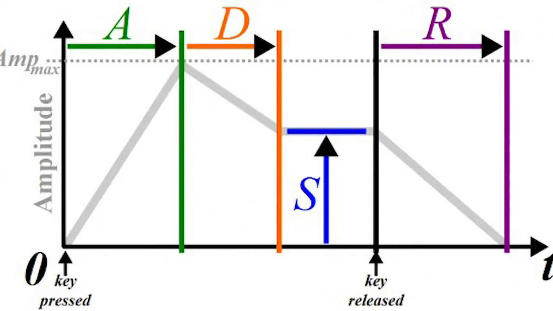However, we can configure the note to have a ramp up, or attack, a ramp down, or decay, a sustained value, and a period of release after the note is let go. Here, you can clearly hear the 4 steps.